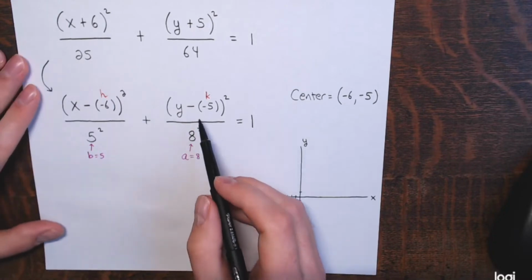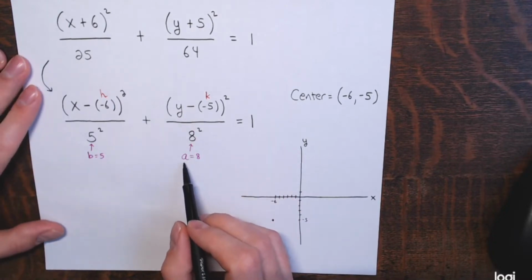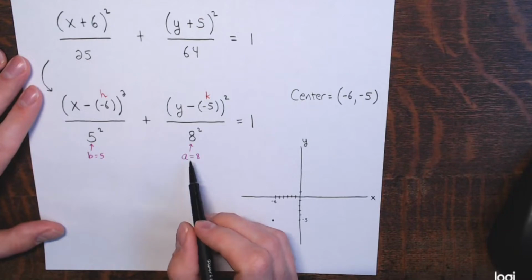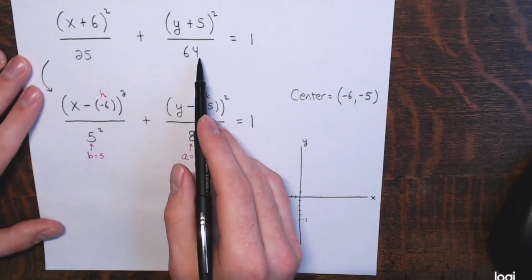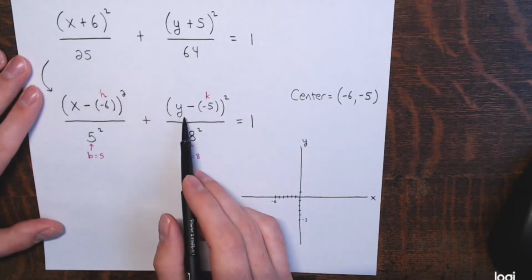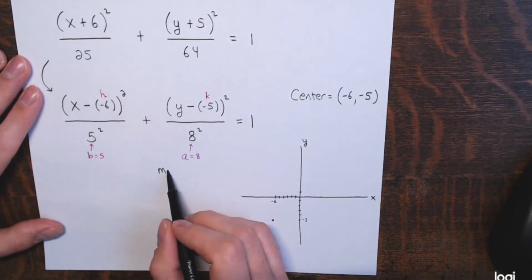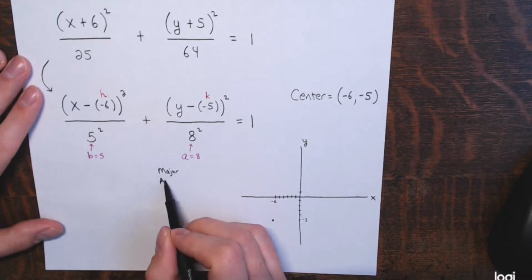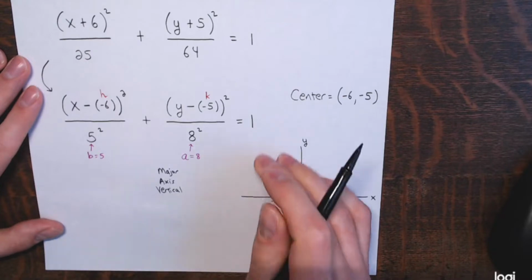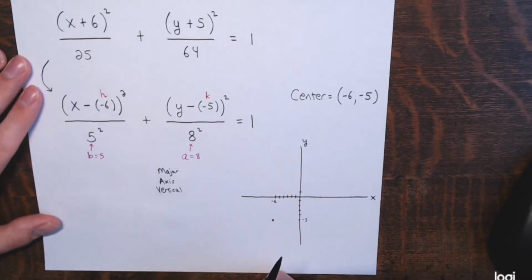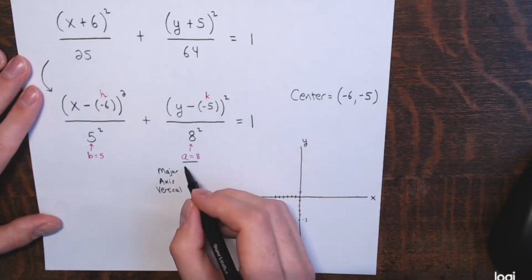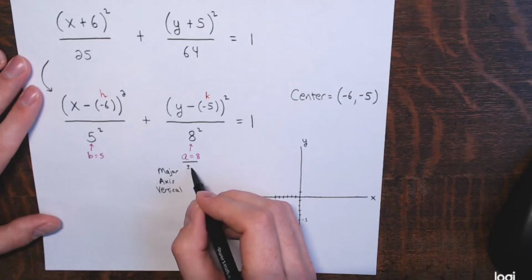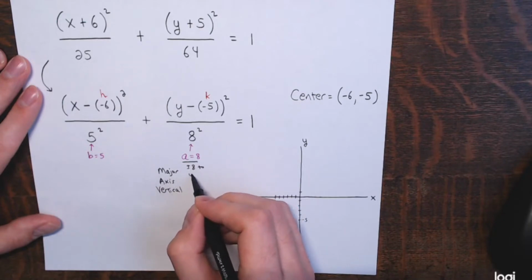Now, we said earlier a was 8. The value of a, the square root of the larger denominator, was 8. And notice it's under the y term. So that means the major axis is vertical. This will be an ellipse that's taller vertically than it is horizontally. And a is 8. So all I need to do is add and subtract 8, plus or minus 8, to the y coordinate of the center.